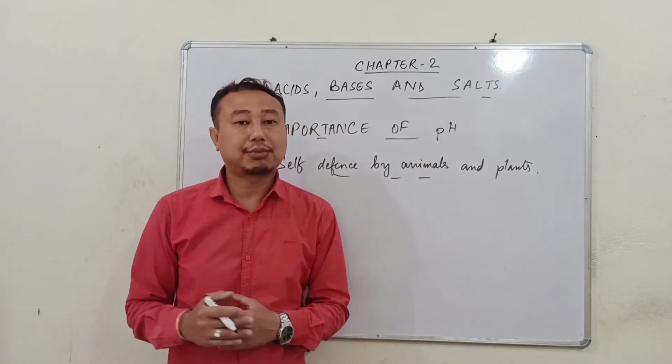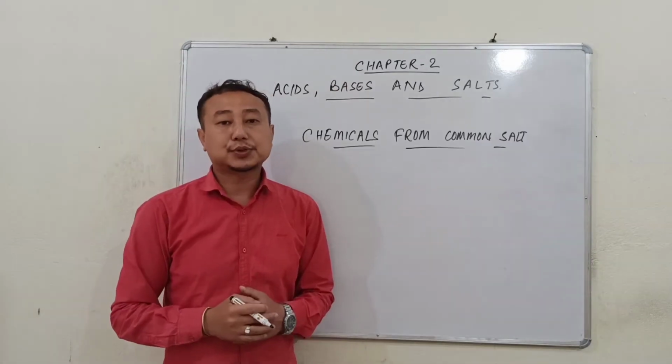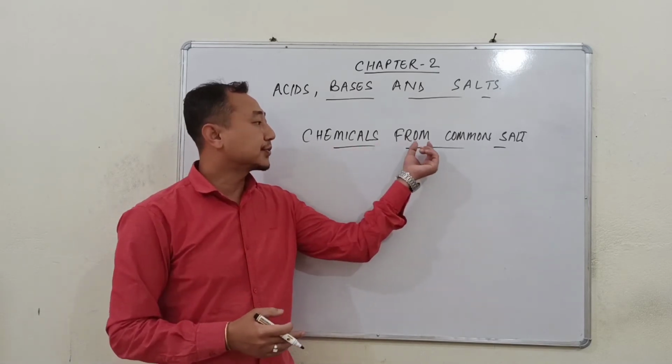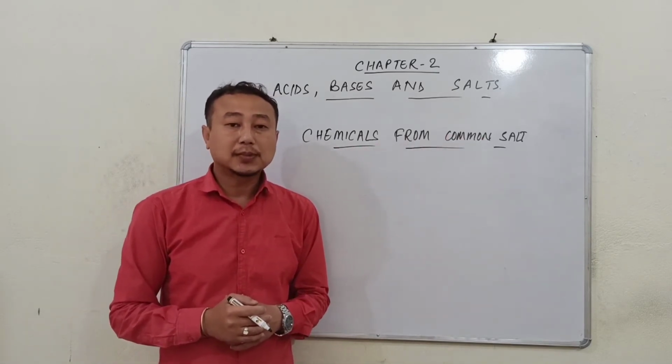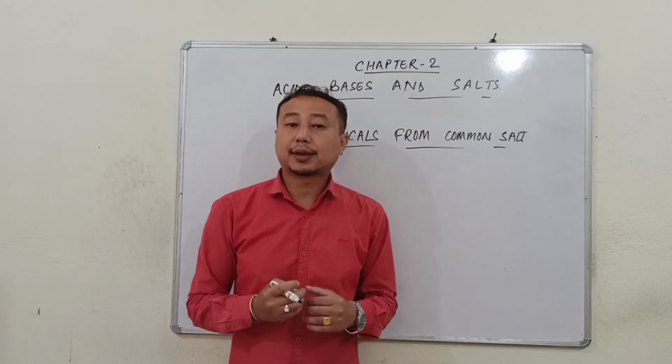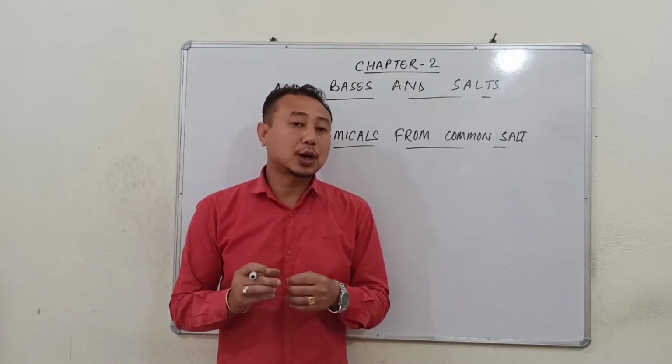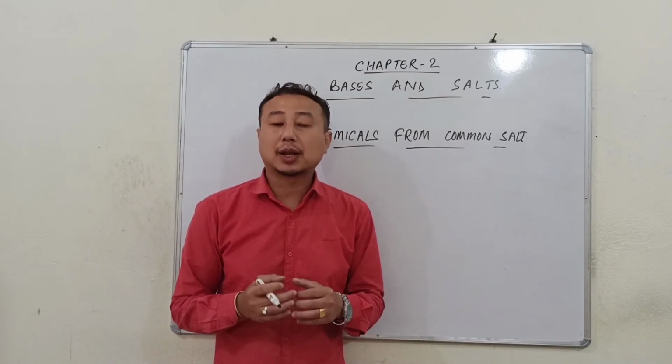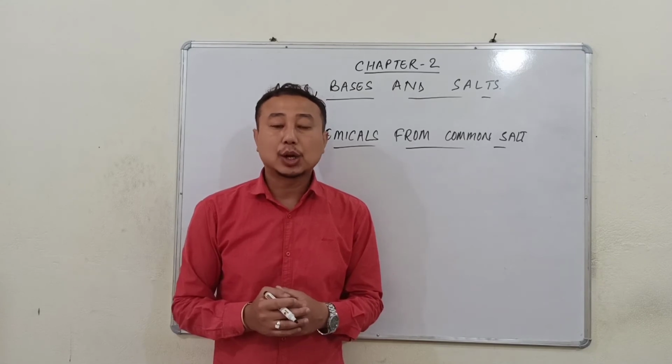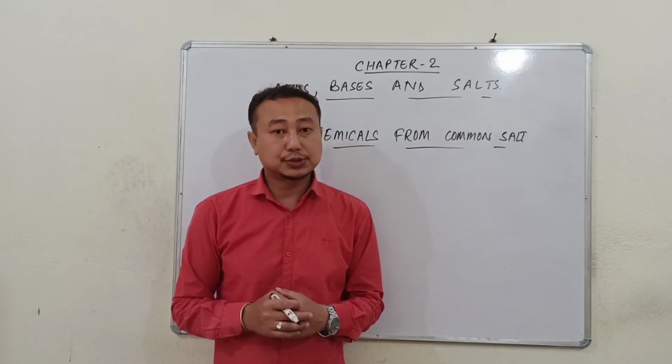Now let's come to the next topic. The last topic for today's class is the chemicals from common salt. The common salt, that is sodium chloride, that we use in our kitchen is one of the most important ingredients for obtaining many other chemical substances of great importance in our day-to-day life.